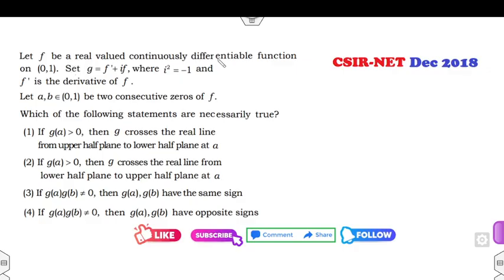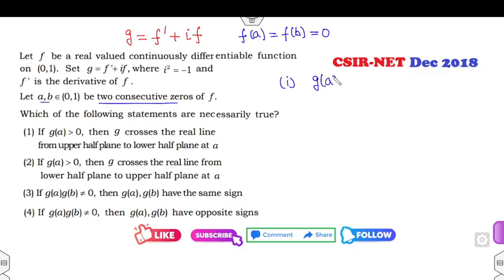F is a real valued differentiable function. G is given to be f dash plus iota times f. F dash is the derivative. A and B are two consecutive zeros of f. That means f of A and f of B are zero. Which of the following statements are necessarily true?